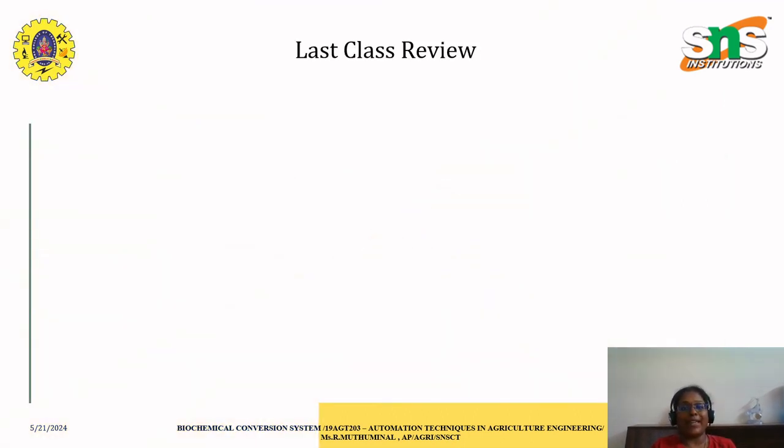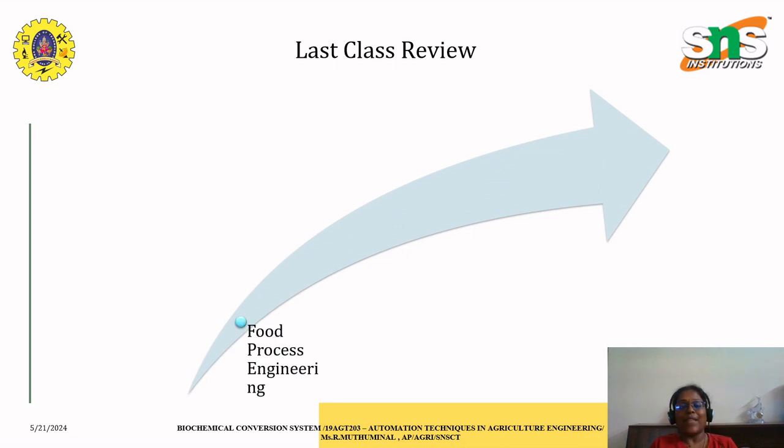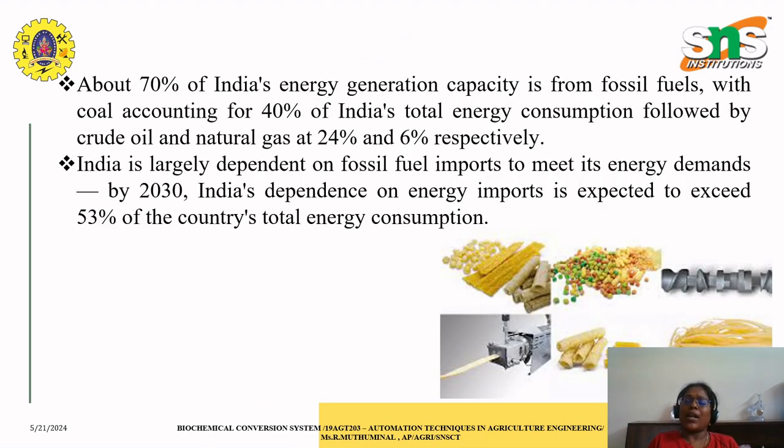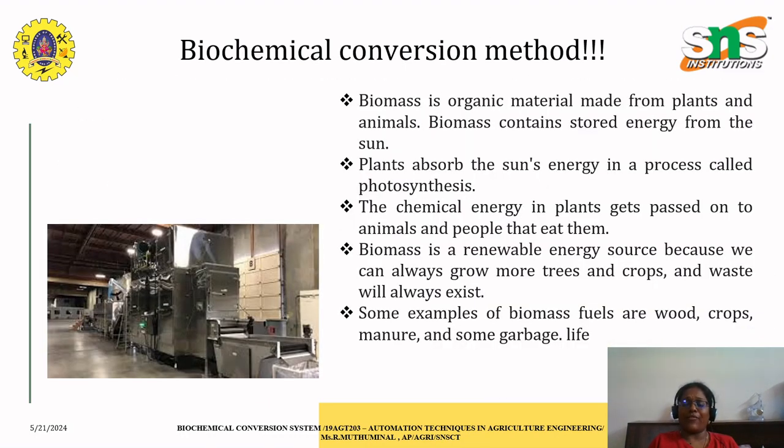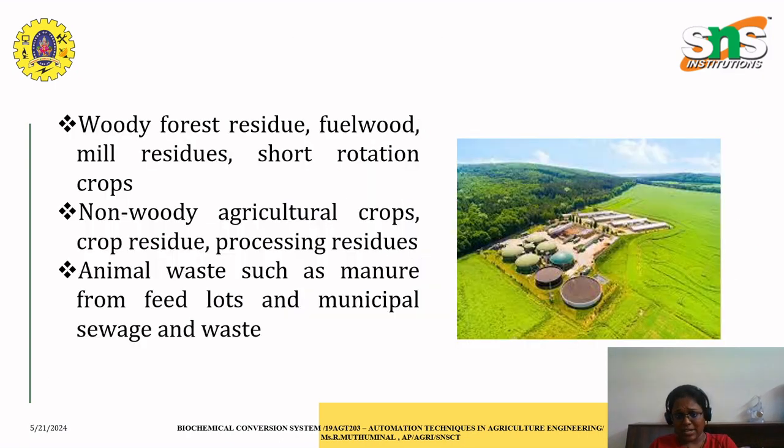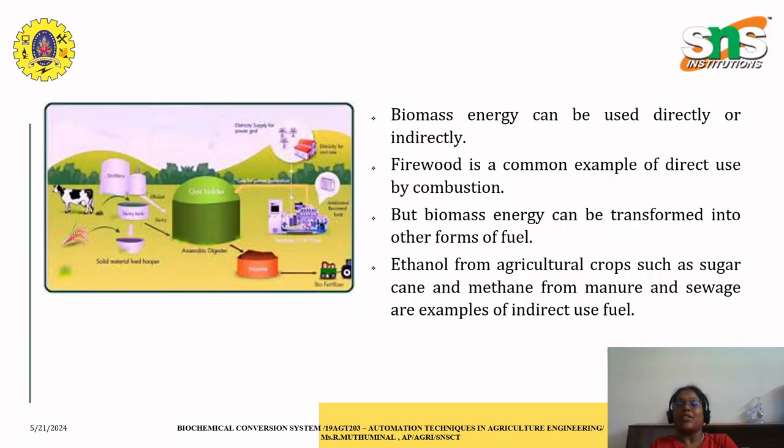We'll have a small recap of what we have seen in the previous class, that is what is the process involved in food process engineering, what are the methods, and what are the energy sources that are necessary for converting them into a biochemical conversion method. What are the sources and under which three categories are we grouping? We have seen the first category as woody forest, the second as non-woody, and the last category as animal waste. So now we will see how these kinds of biomass energy are used.